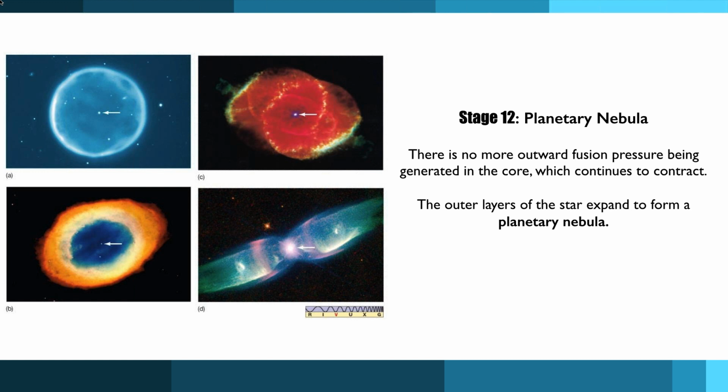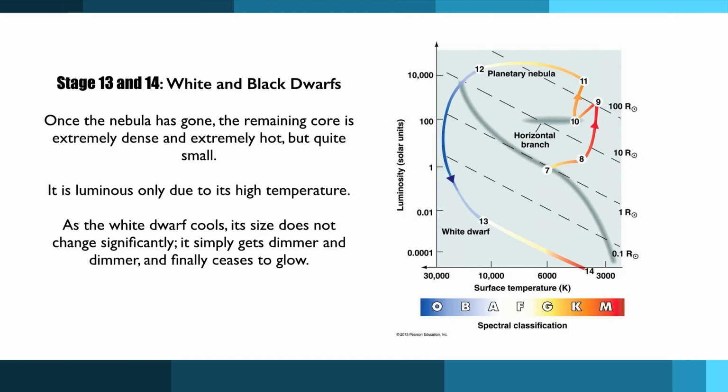So what's left after the planetary nebula has completely escaped is going to be just that dense nucleus core. And this is the death of sun-sized stars. Our sun is not going to explode in a supernova explosion. It is going to die quietly as a planetary nebula, and then the remaining core is just going to be that extremely dense and extremely hot, but very small white dwarf star. So our sun will end as a white dwarf.